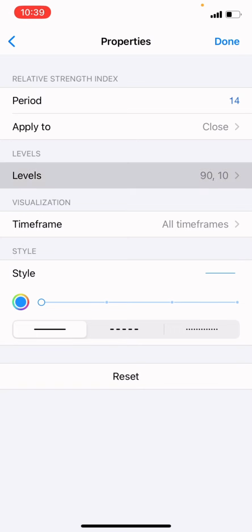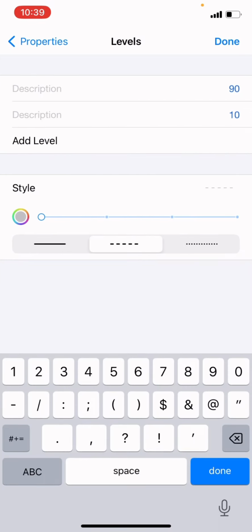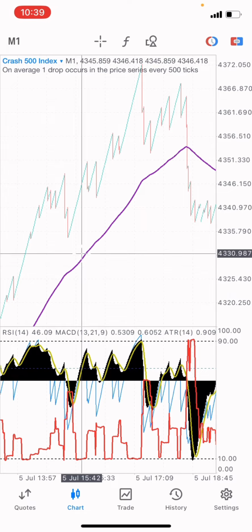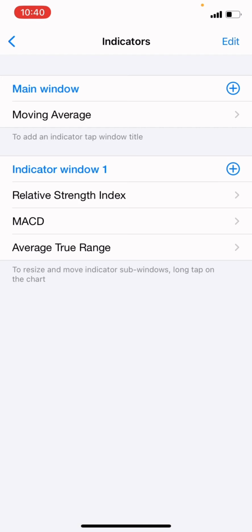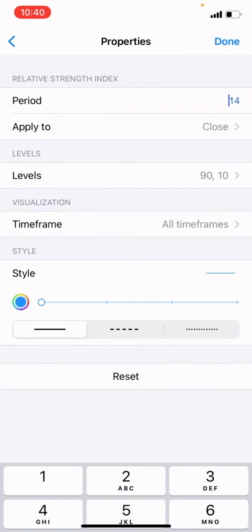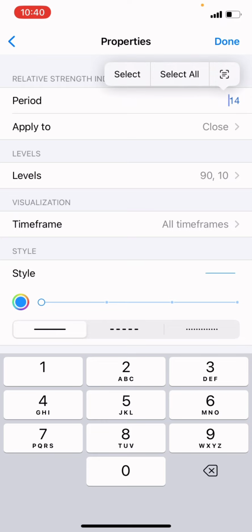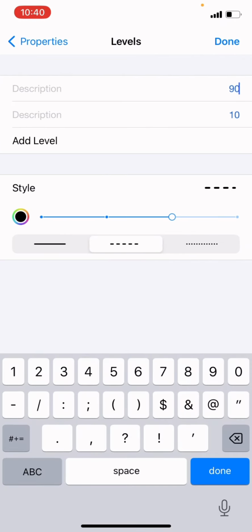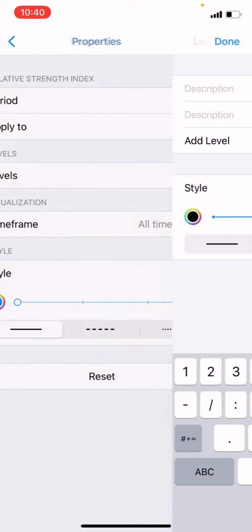You apply to close. The levels are going to be 90 and 10. Then the style is going to be 2 pixel, and the color you're going to put to black. You click on done. The next indicator is the relative strength index again: apply to close, period 14, and the levels are going to be 90, then 10. Then the style is going to be 3 pixel, the color black, then you click on done.